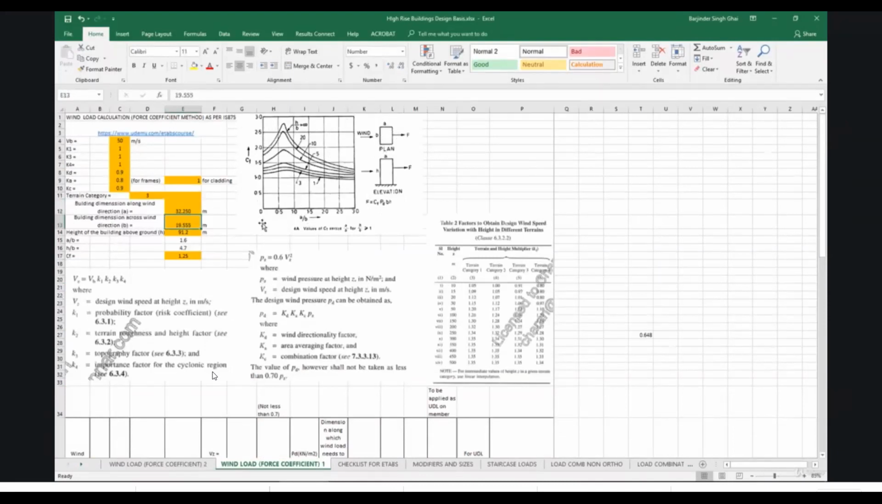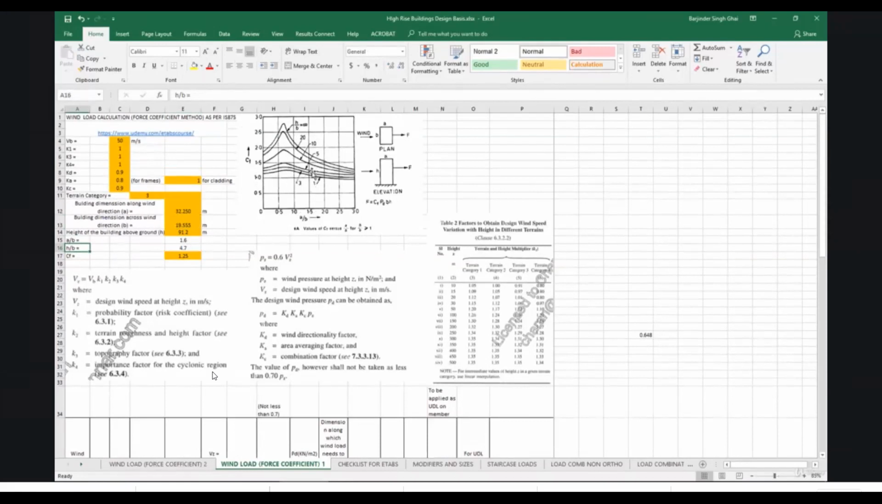And after that, if we refer to this graph, here you will see that the graph is between CF and A upon B. CF is nothing but the wind coefficient factor that we need to multiply to calculate the F. So F value is nothing but CF into PD into B into H. So we have calculated A upon B value and H upon B value. A upon B value is approximately 1.6, that is it lies around here, and H upon B is 4.7, that is it lies around here.